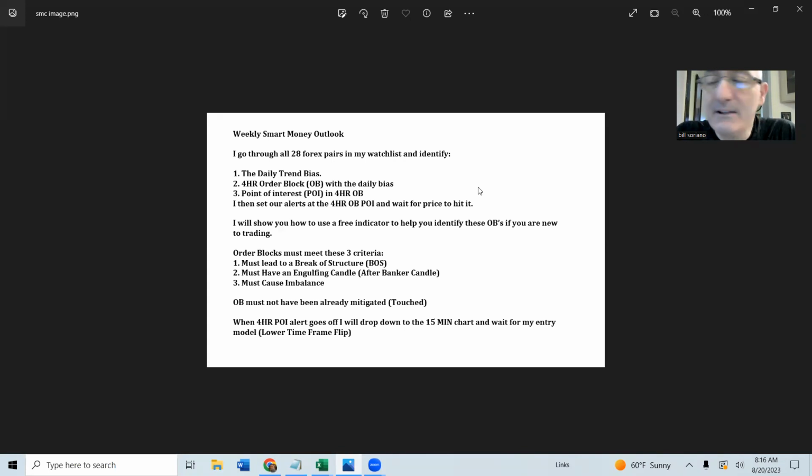These order blocks must meet 3 criteria all the time. They must lead to a break of structure. They must have an engulfing candle after the banker candle, and they must cause imbalance. The order blocks must not have already been mitigated or touched. And once the 4-hour point of interest alert goes off, we go down to the 15-minute chart. We wait for our entry model, which is the lower time frame flip.